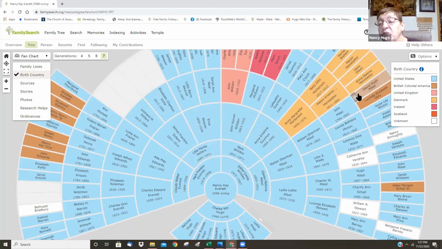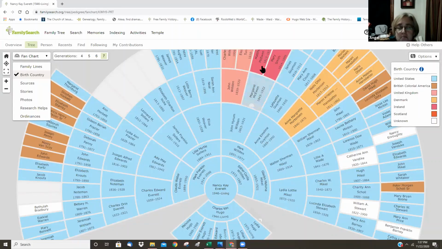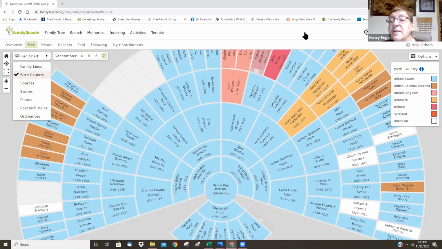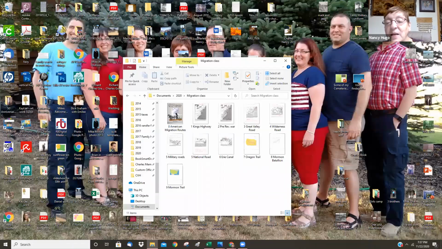So Angel is saying that her one ancestor is not blue, but instead is whatever color England is for her. It's pink. Pink. Well, maybe mine's also pink. Okay. So that is what we're talking about when Angel says that.